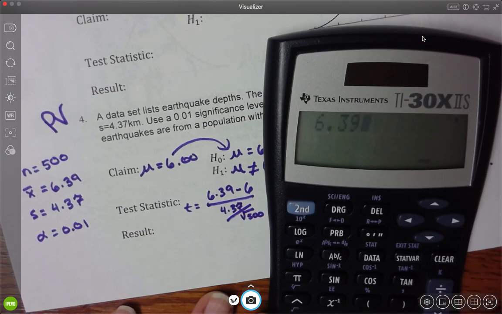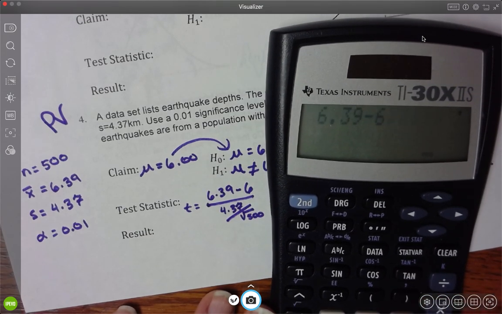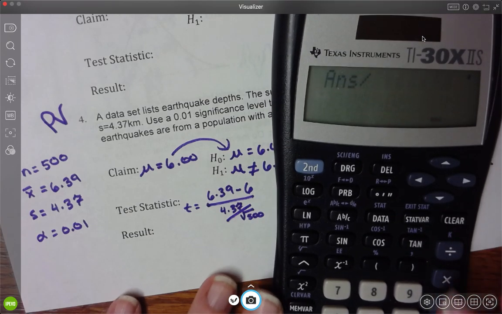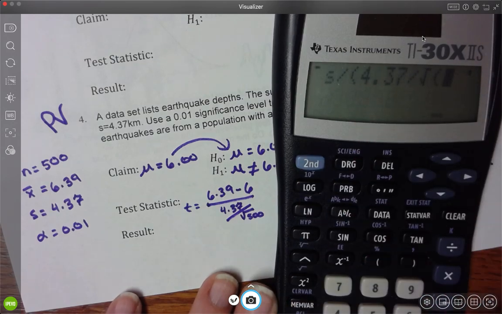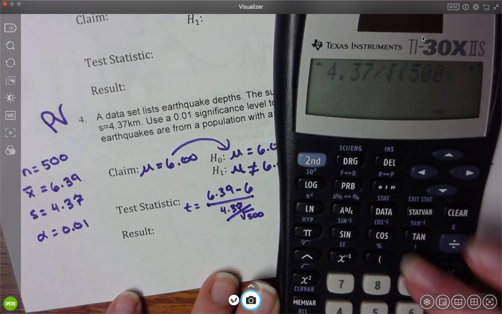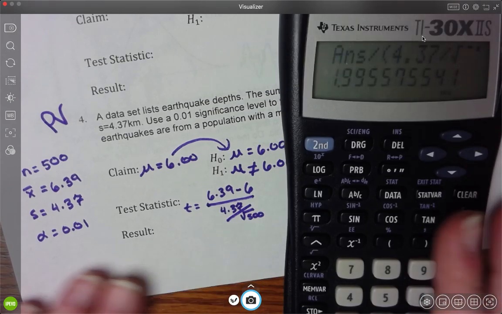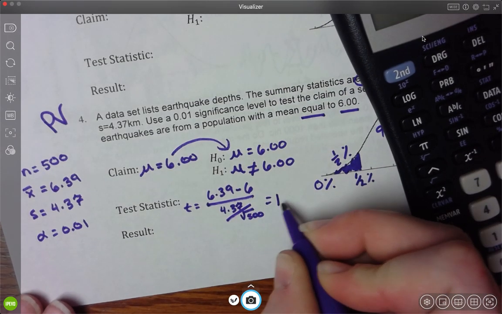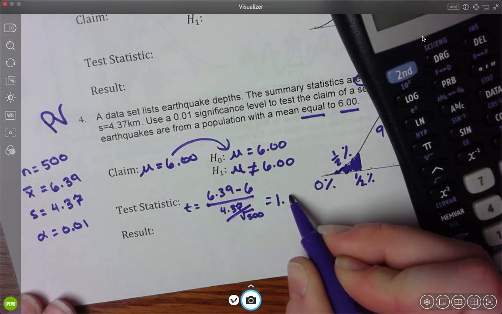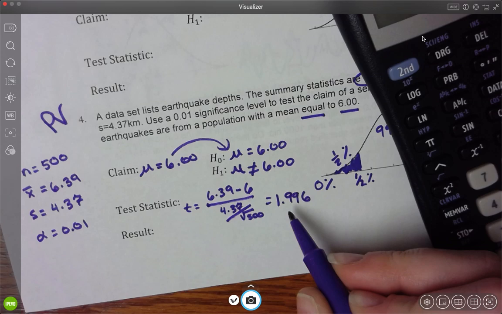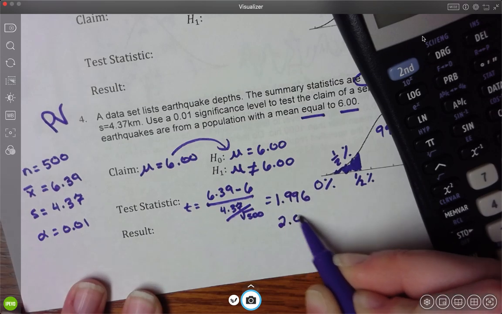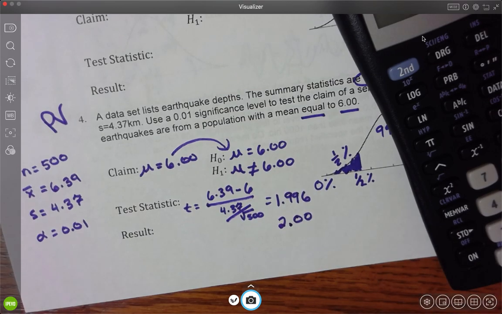6.39 minus 6, divided by 4.37 divided by the square root of 500. All right, I got 1.996, which, if we go to two decimal places, rounds up to 2.00. So that's what my test statistic is going to be.